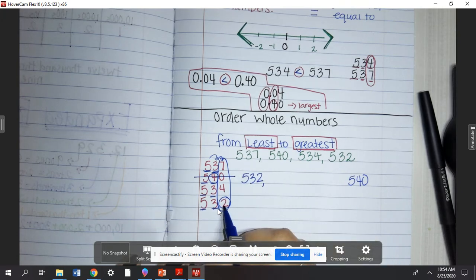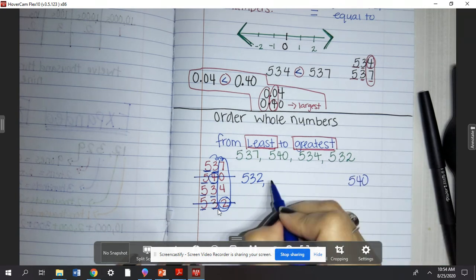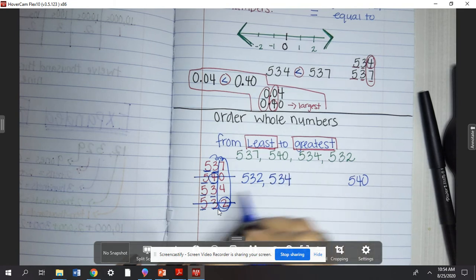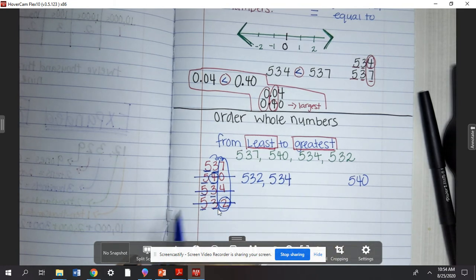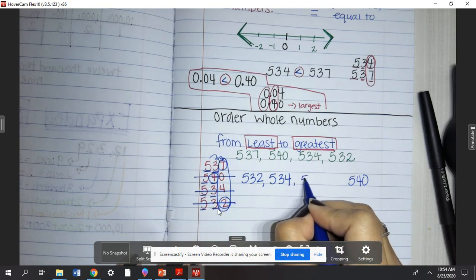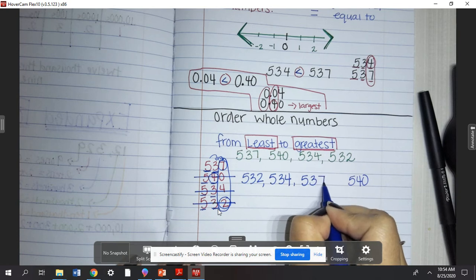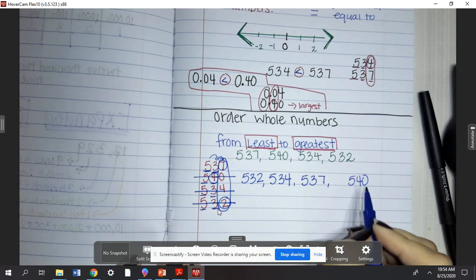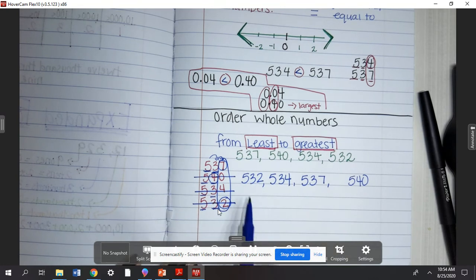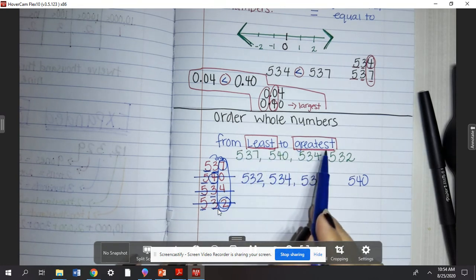Okay, what would come next? So I'm going to mark that out. 4 or 7, when I'm thinking of a number line, what would come next? It would be 4. So my next number would be 534. Then I would have the 7, 537. And then of course I already discovered that 540 was the largest. So I have just compared these whole numbers from least to greatest.